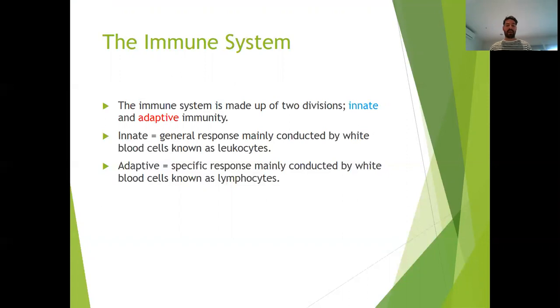So the innate system is our very generalized response to pathogens, and it's conducted mainly by white blood cells known as leukocytes. So it's very general. It's how our body attacks most things. We've also then got our adaptive immunity, which is much more specific, where it's targeted to a specific pathogen that's entering our body. And that's mainly conducted by white blood cells known as lymphocytes. So again, it's made of two divisions. One's very general and one is highly specific.